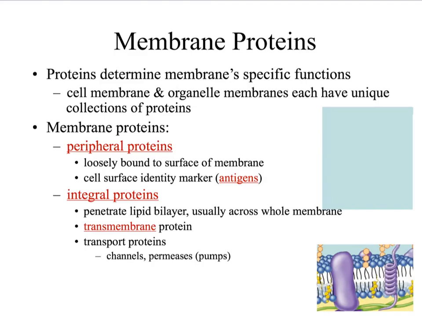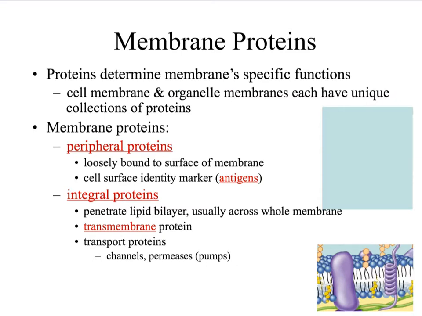So this is the slide that gives you the definitions of the protein, so you should write this information down. The proteins determine the membrane-specific functions, and we've talked about how with all proteins it's their shape that determines their function, and that's the same thing here. The cell membrane and organelle membranes each have a unique collection of proteins, so no two cells are going to be the same. If they're making up the same tissue, then they're going to have similar proteins, but their sequencing of proteins and stuff is going to be different.